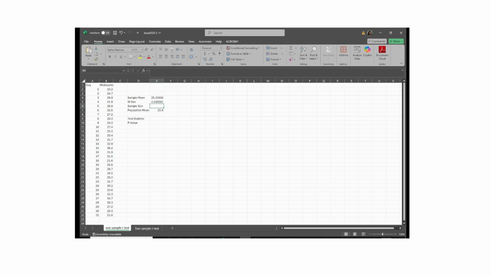Now we have to calculate the sample size, right? It's fairly easy. Use the COUNT function and drag the data from 1 to 31, so from cells A2 to A32.